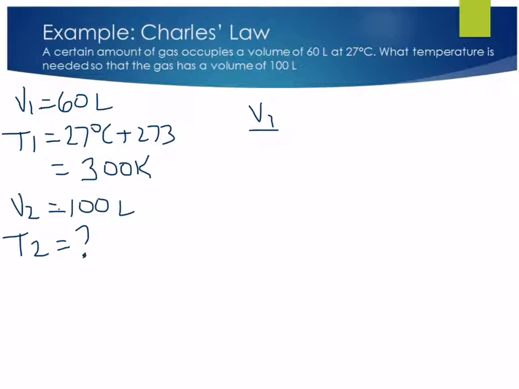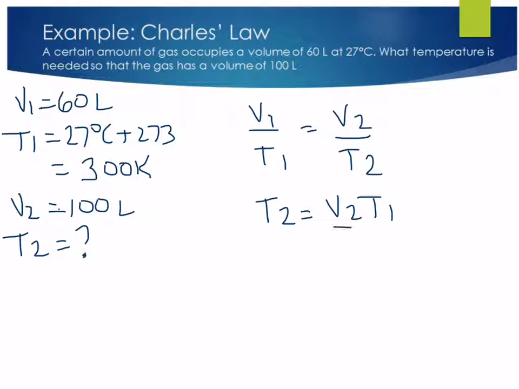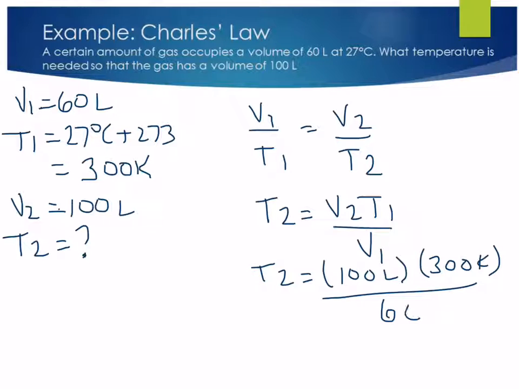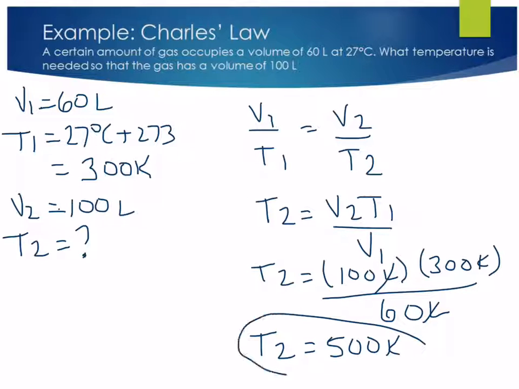So our formula is V1 over T1 equals V2 over T2. That formula rearranged is going to look like this. And then we can put our information in. So we have 100 liters times 300 degrees Kelvin, divided by 60 liters. So our liters will cancel, and we get 500 degrees Kelvin. So that makes sense. We have a temperature that's higher, which makes sense for allowing for a larger volume.